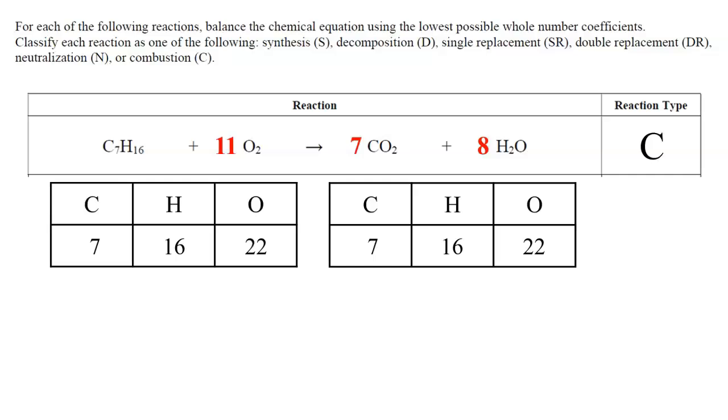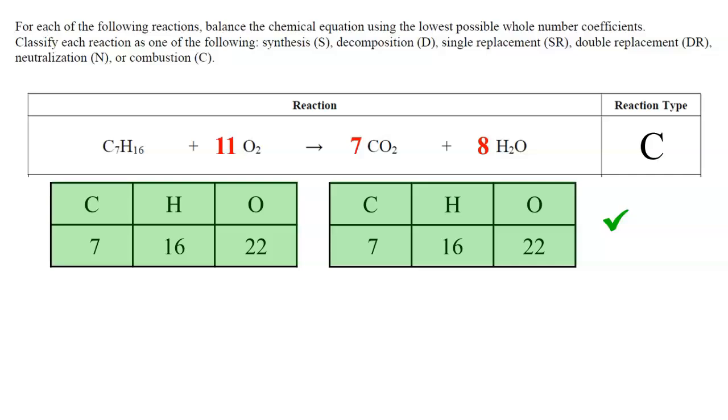So now I can see that with this set of whole number coefficients, the equation is balanced. I have 7 carbons, 16 hydrogens, and 22 oxygens on both the left side and the right side of the equation. So the equation is balanced with coefficients from left to right of 1, 11, 7, and 8.